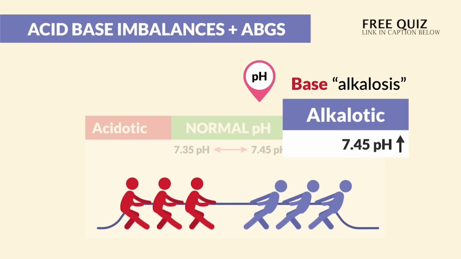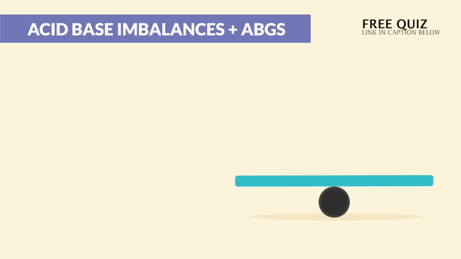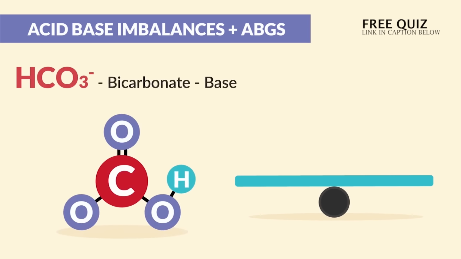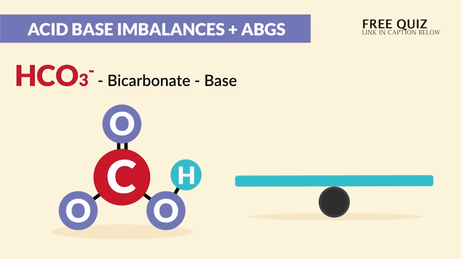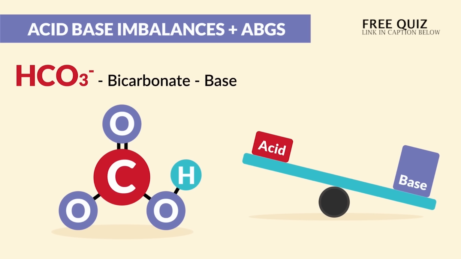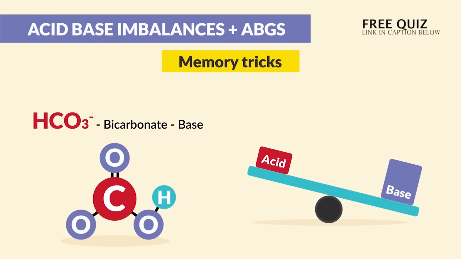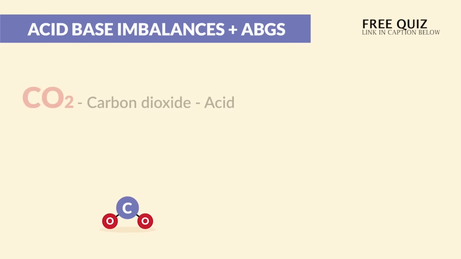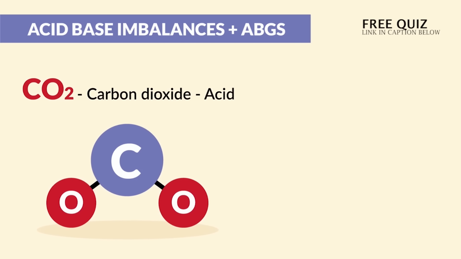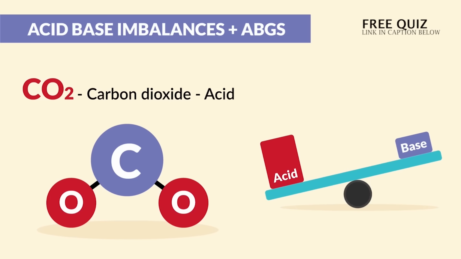Now, that sounds pretty simple, right? Well, here's where it gets confusing. The key players that keep us in balance is HCO3, known as bicarb. This is our base. That helps to put the body in this alkalosis. So the memory trick, think of the double B's. Base equals bicarb. And CO2, our carbon dioxide, is our acid, pushing the body into an acidotic state. So too much CO2, we get a body that is in acidosis.